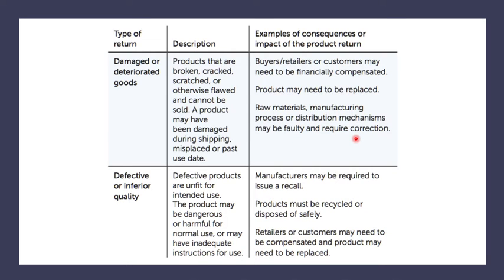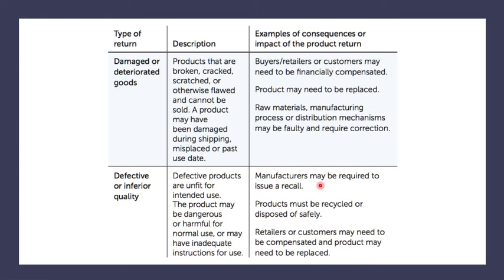So basically there can be a reason in the process that they're using, or the raw material that is not good enough, that is creating the damage or deterioration. Then defective or inferior quality. Defective products are unfit for intended use. The product may be dangerous or harmful for normal use, or may have inadequate instructions for use. So goods that are not good enough for the use, or that don't fit the purpose for which the good is bought, are termed defective or inferior quality.